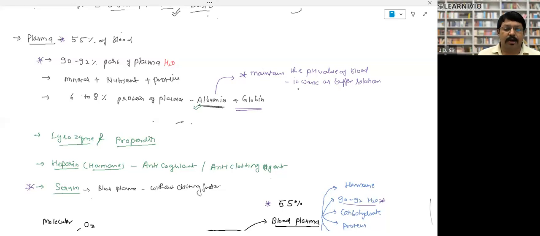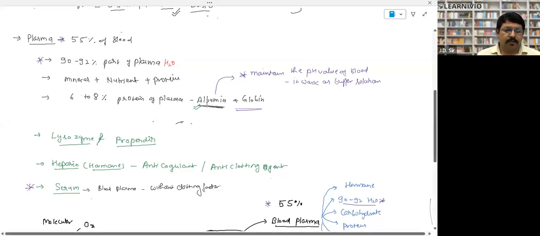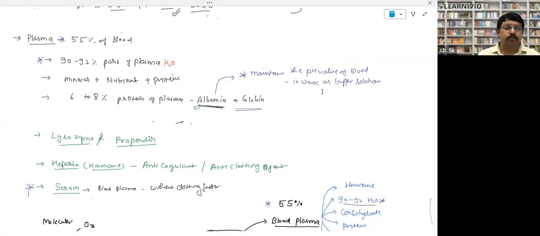Up to a certain extent you are right, but that is not the answer. Actually, the blood plasma has 6 to 8% protein. The name of that protein is albumin, the same protein which is found in egg white, right? It maintains the pH value of blood. It works as a buffer solution. A buffer solution is a solution which does not allow the pH value of a certain solution to change, right? So that's why albumin. Note down, please.